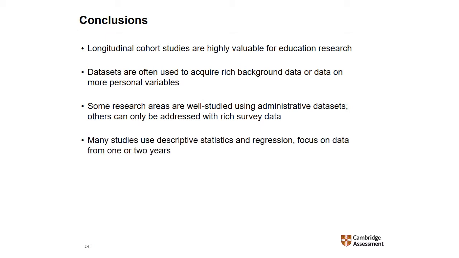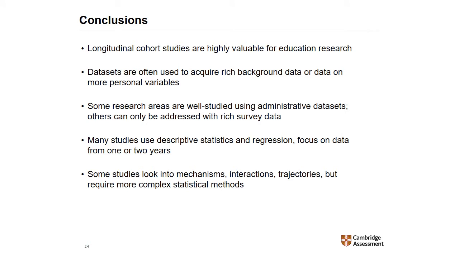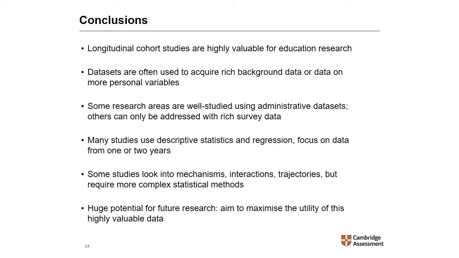Many of the studies use a two-step methodology with descriptive statistics and then regression, and they focus on data from 1 or 2 years. But some studies use more complex statistical methods to look at mechanisms and interactions and trajectories. And finally, just looking forward, I think there's huge potential for future research using these data sets. And really, as a community, we should be aiming to maximize the utility of this very, very valuable data.